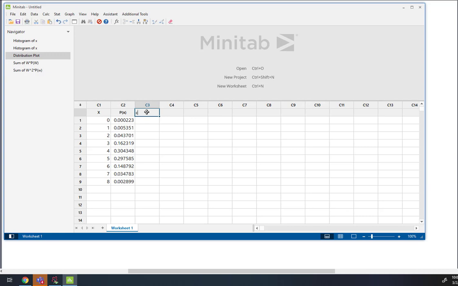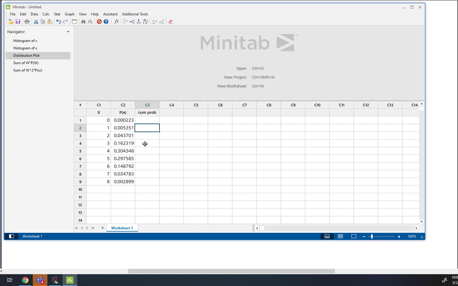I'm going to title this CUMPROB, cumulative probability. The cumulative probability at 0 would be the probability that x is less than or equal to 0. Well, it can't be less than 0, so actually that would just be the probability x is equal to 0. It would be the very same as the entry in C2. The entry in C3, row 2, would be the probability that x is less than or equal to 1, which would be the probability x is equal to 0 plus the probability x is equal to 1.